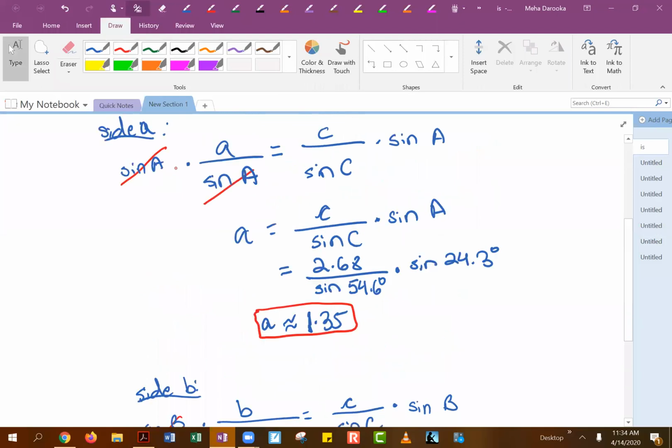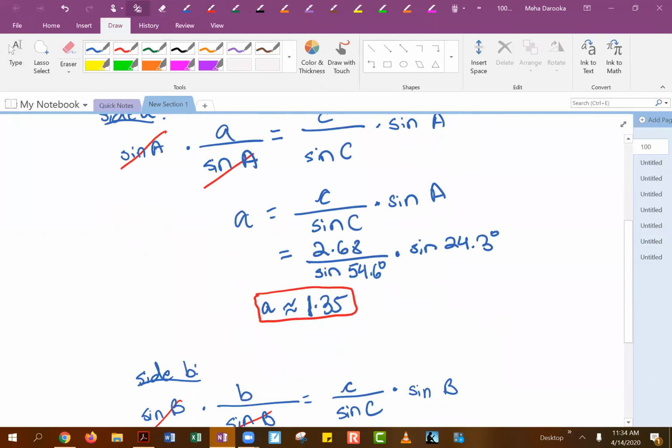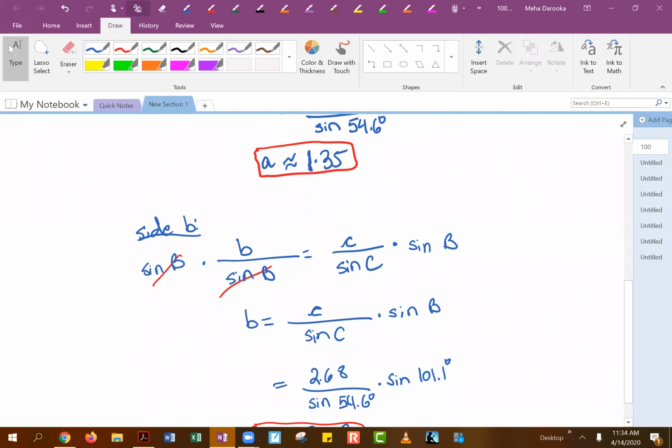And so basically you can see as long as you are given the two angles and one of the sides, finding the third angle is going to be straightforward. Just subtract both angles from 180 degrees. And then for finding the two missing sides, you can use your law of sines for that.